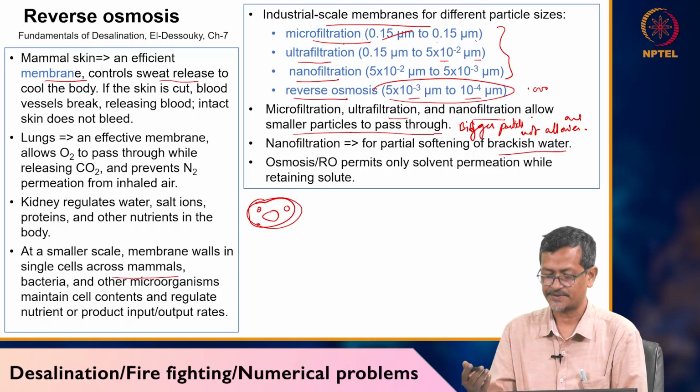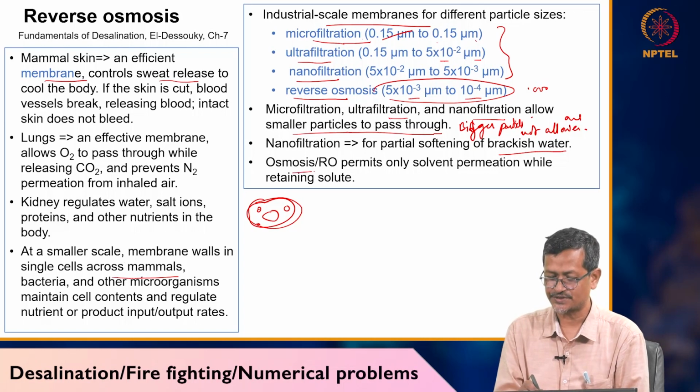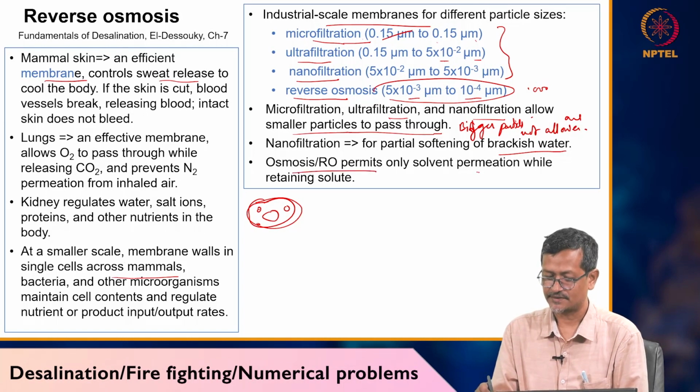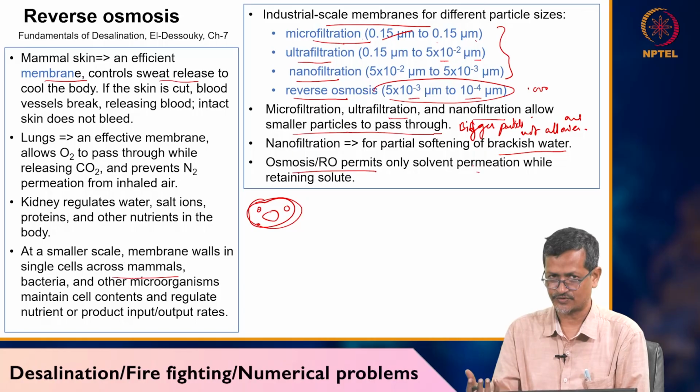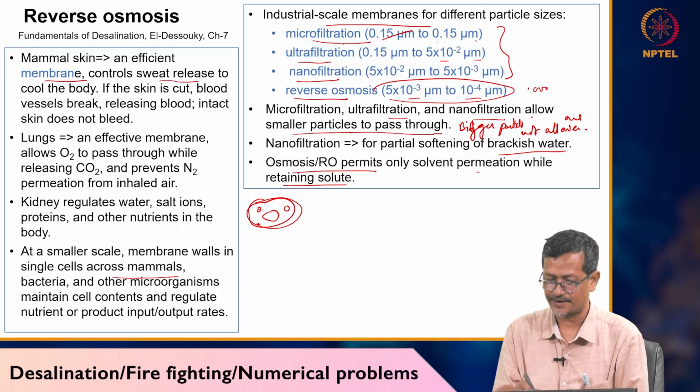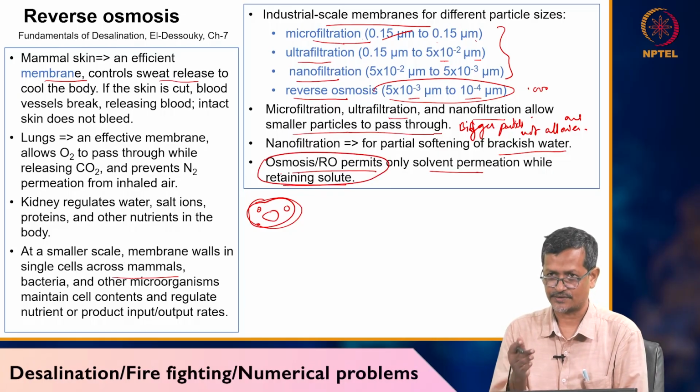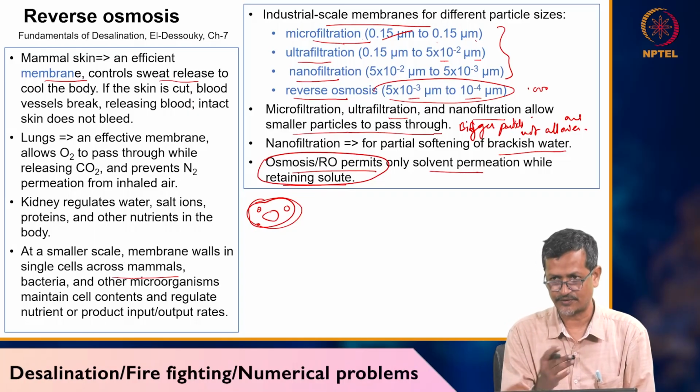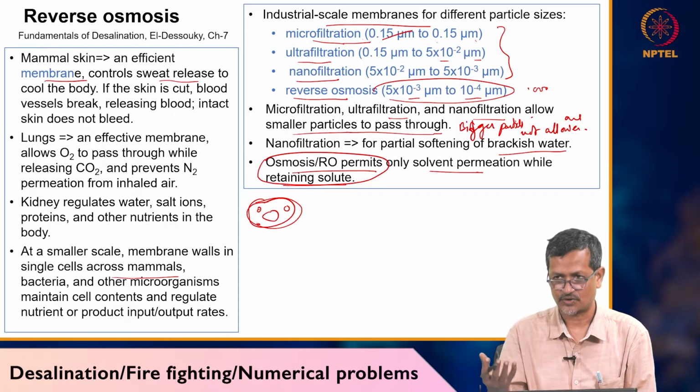Nanofiltration is used for partial softening of brackish water, so for brackish water you can use nanofiltration. But in osmosis and reverse osmosis, the solute in solid form is separated from the solvent. That is why the reverse osmosis membrane is used for salt separation. You take salt water, separate the salt, and get pure water or water with less salt content.